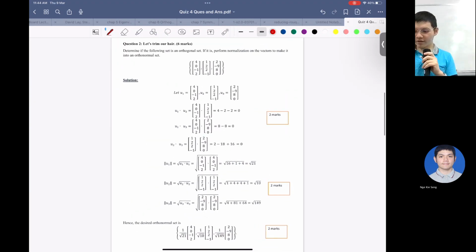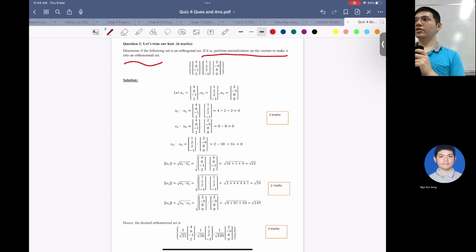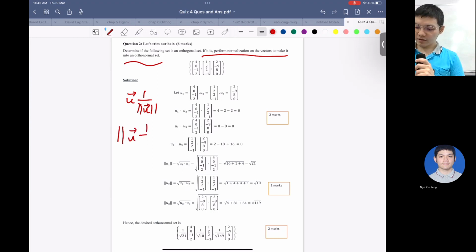Question 2 says: determine whether the following set is an orthogonal set, and perform normalization if it is, to make it an orthonormal set. Most of you know how to check orthogonality: you just dot them together and check whether it's 0 or not. But I'm not sure why you didn't do the normalization. Normalization: you compute the length first, and then you divide the vector by the length. Any vector divided by its length has length 1, always.